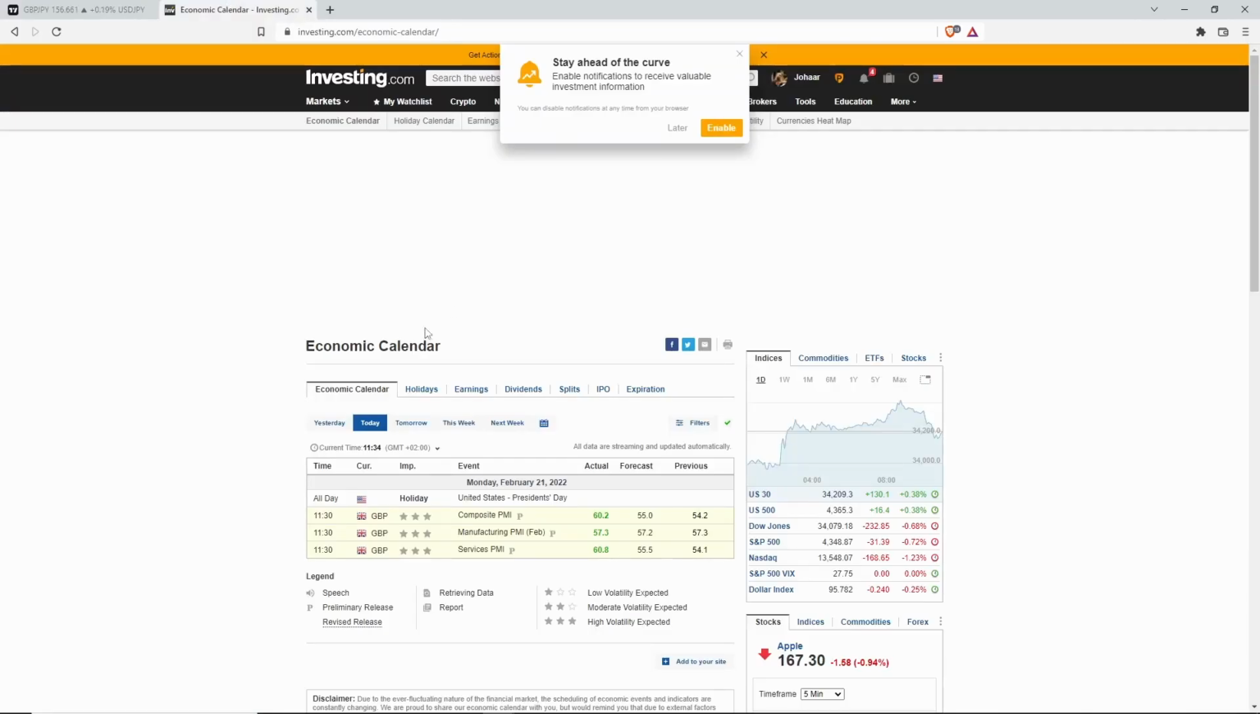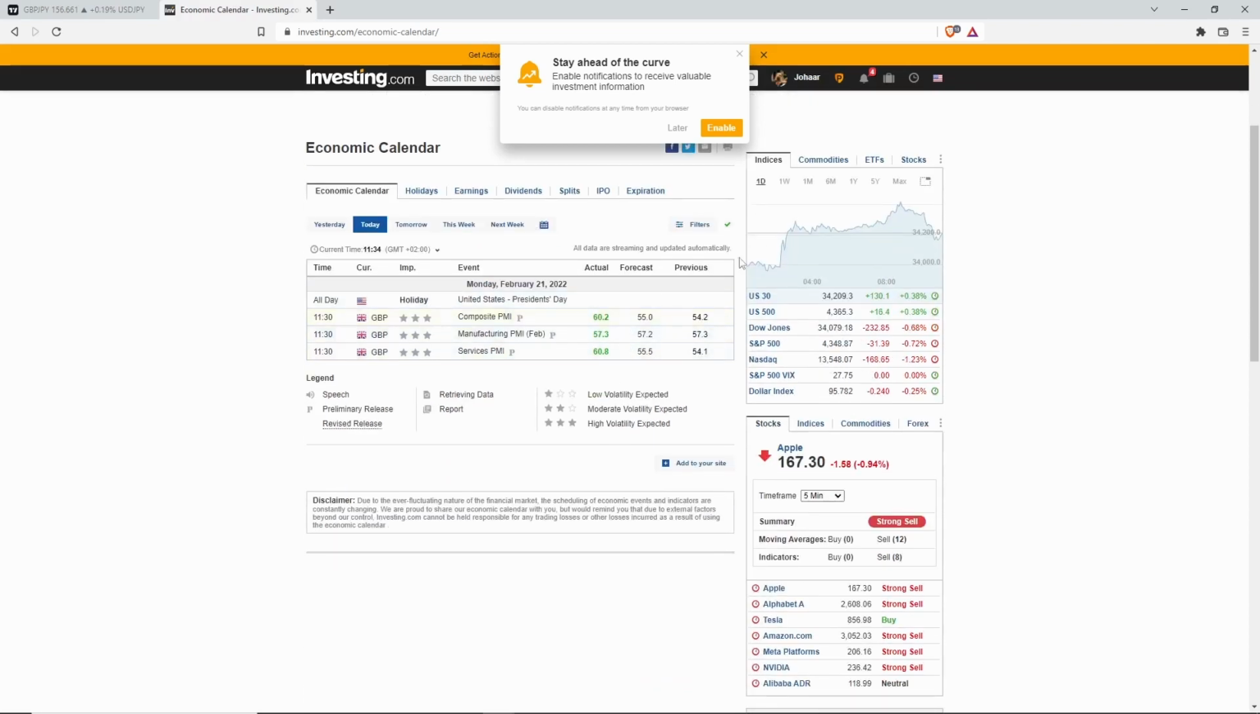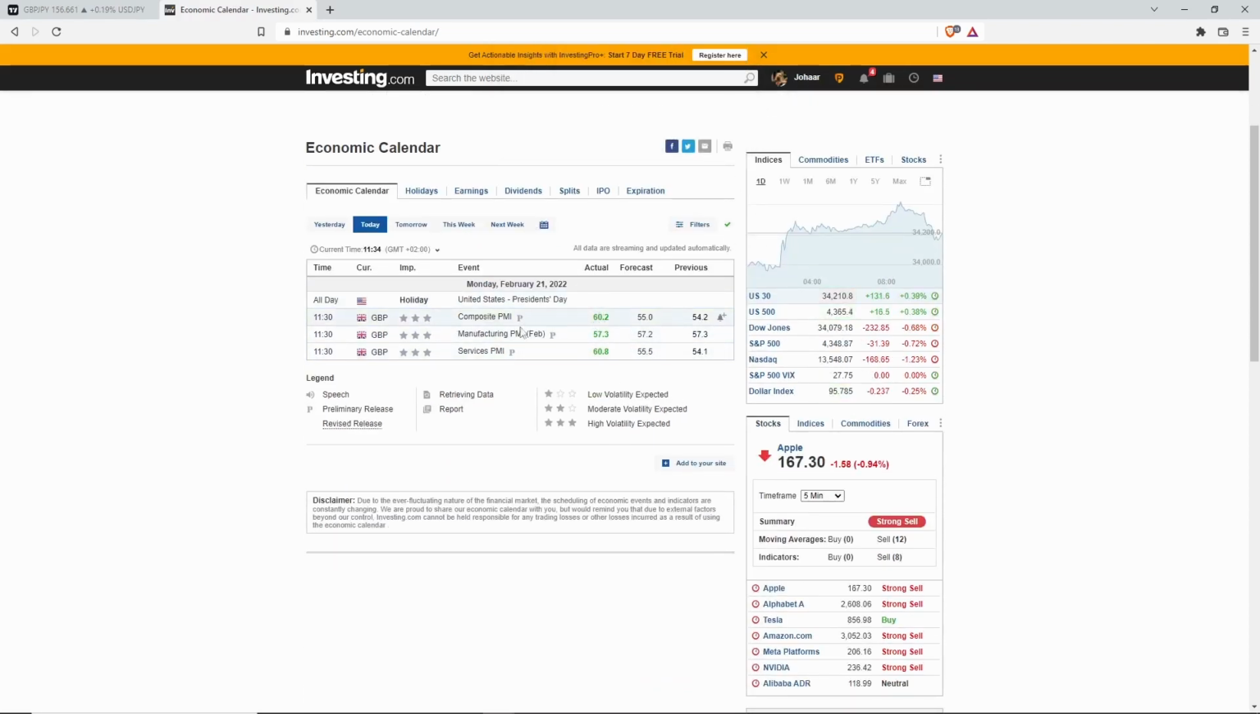Right? So let's just have a look. Everything was solid for GBPJPY. We got composite PMIs, which were positive, more than the forecast. Manufacturing PMIs were more, and we have the services PMIs that were more. So this is nice and bullish for GBPJPY. It's a very good thing.